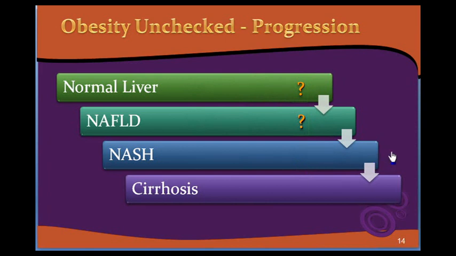If the patient is not identified even at that stage, remember these two are coronary risk factors, and if they are not identified at these two stages, the majority of them progress on to cirrhosis, what is called the cryptogenic cirrhosis.